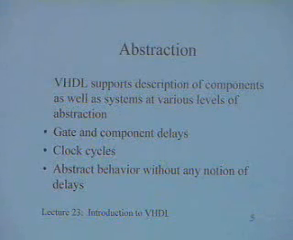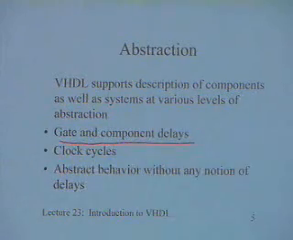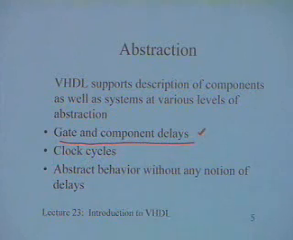VHDL supports description of components as well as systems at various levels of abstraction. Let us just look at it from the point of view of timing. It depends on what it is that I am designing. If I want to match the systems at the level of delays, I can look at gate and component delays. I can specify that a particular AND gate has a 3 nanosecond delay and a particular flip-flop has a setup time of 5 nanoseconds, and so on. That is one level of abstraction in terms of timing. It is more or less the lowest level as far as VHDL is concerned.